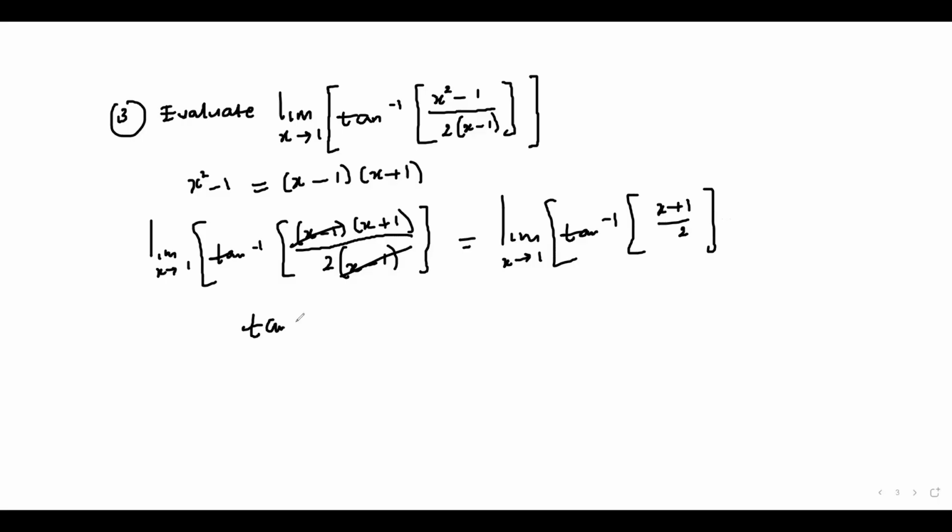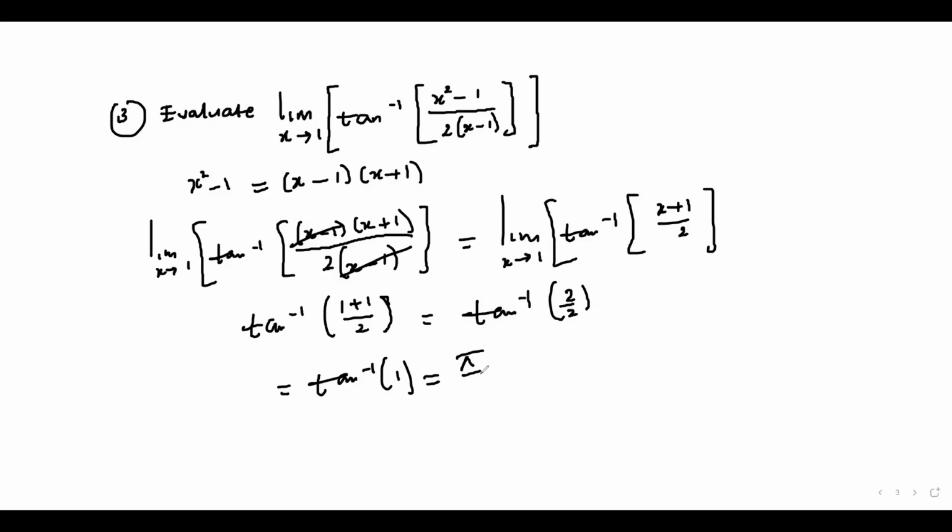Now, let's fix our limit. So this now becomes the tan inverse of, now, x there is 1, so we have 1 plus 1 divided by 2. Now, 1 plus 1 is 2. So this is tan inverse of what? 2 divided by 2. And 2 divided by 2 is what? 1. So tan inverse of 1 is equal to pi over 4 radians or 45 degrees as an angle. So this is our answer.